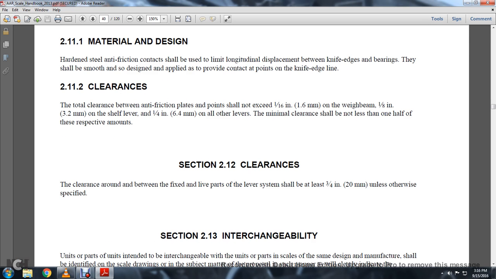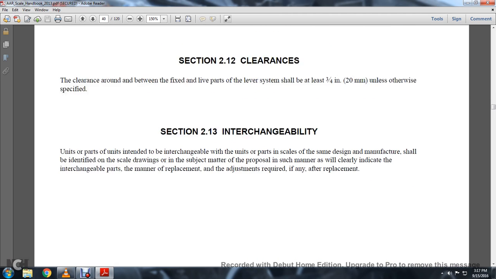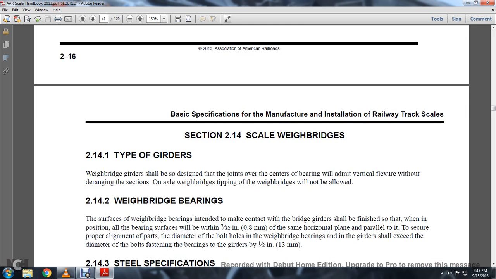2.12 Clearances. The clearance amount between the fixed parts of the lever system shall be at least 3/4 of an inch unless otherwise specified. 2.13 Interchangeability. Units and parts intended with the interchangeability with the units and parts in the scale, same design manufacturer shall be intended with the scale drawing. Subject matter of the proposal manner and clear indicated with the interchangeable manner. Replacement with the adjustable required if any other replacement.